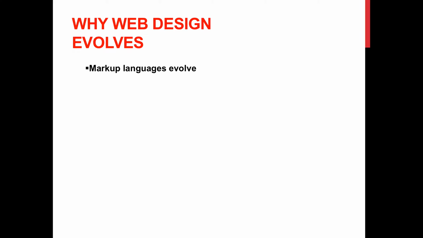And so web design evolves because, quite frankly, the markup languages change. They either get easier to use or they start to interact in better ways. There are new things that you can introduce over time. So that's a big part of why design changes over time. It's simply that the language has changed.